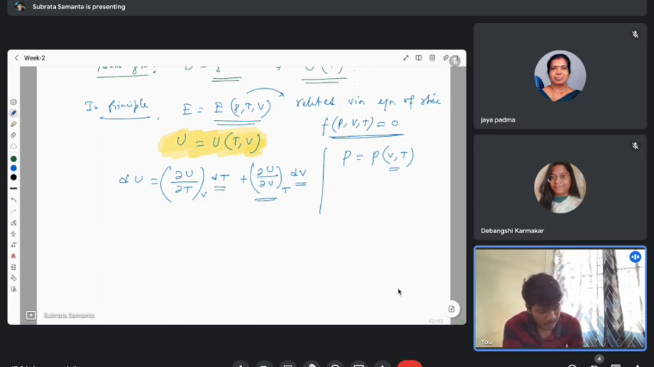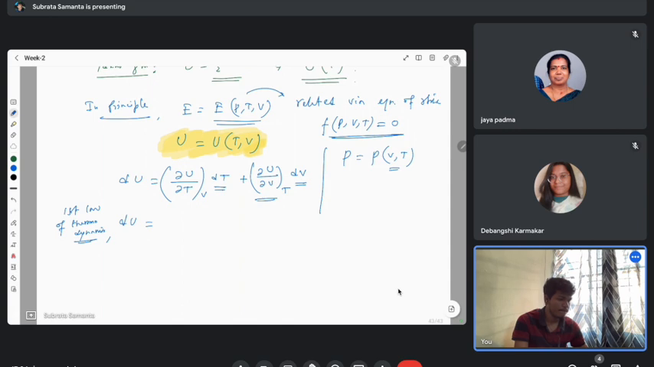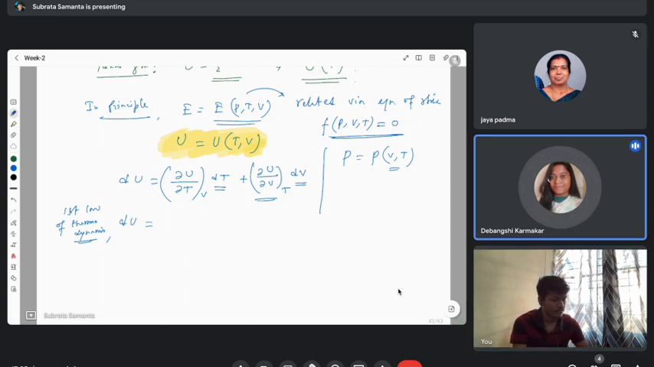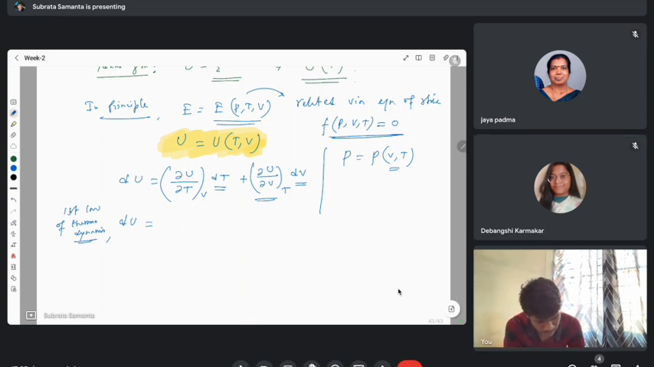So now just write down the first law of thermodynamics. The first law of thermodynamics tells you that dU equals dQ, which we write with a bar because it is inexact, plus dW, and we can write this dW as minus P dV for gaseous systems. So dU = dQ minus P dV.